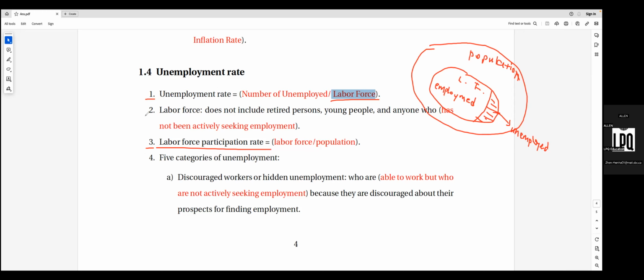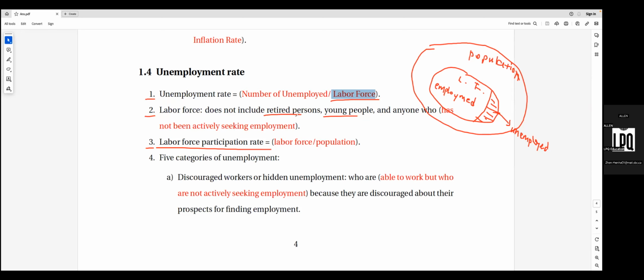One more thing we need to understand is why the labor force is smaller than the population. Why can only part of the total population be called the labor force? Most people can understand this. Young people, like a 3-year-old baby, can be counted as part of the population, but certainly cannot be counted as part of the labor force, because it's just a 3-year-old baby.